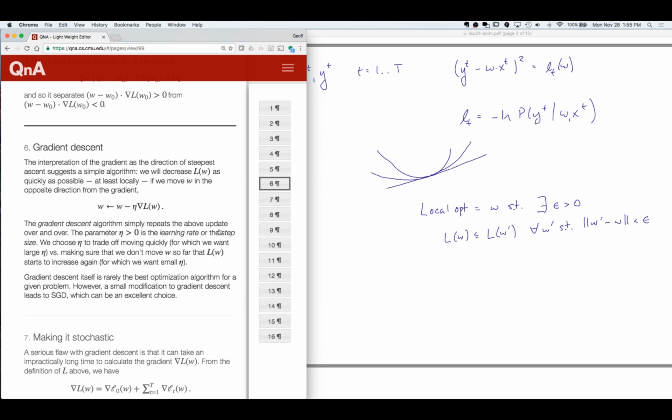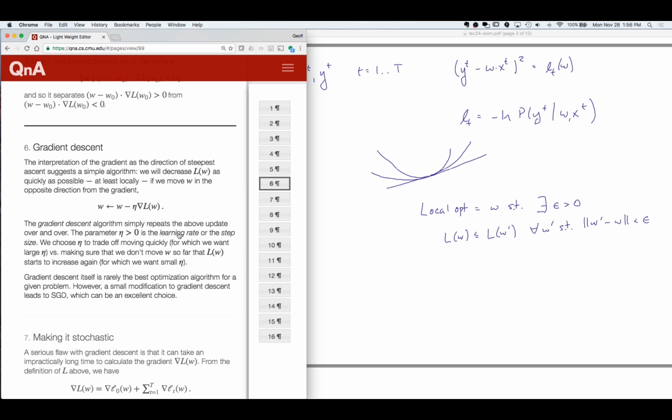The interpretation of the gradient as the direction of steepest descent suggests a really simple algorithm. You decrease L as rapidly as possible if we move in the opposite direction from the gradient. So we just update w to w minus eta times the gradient. And eta here is called the learning rate or the step size, and it has to be non-negative.